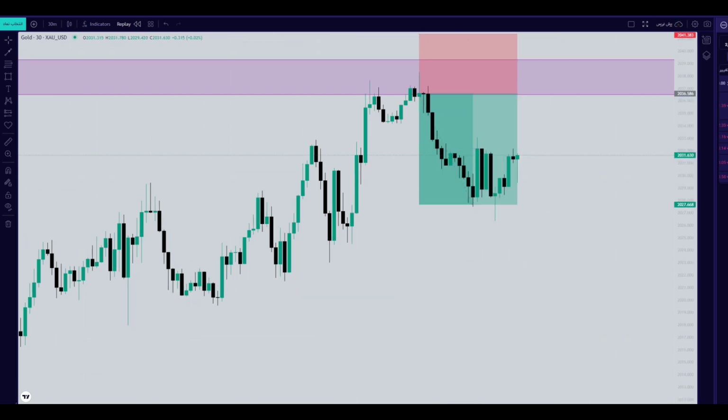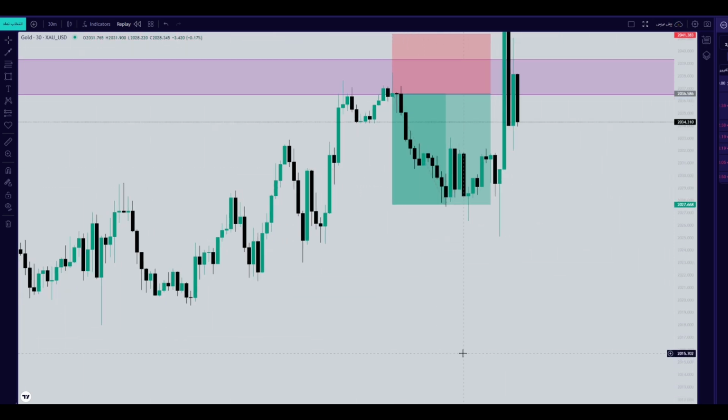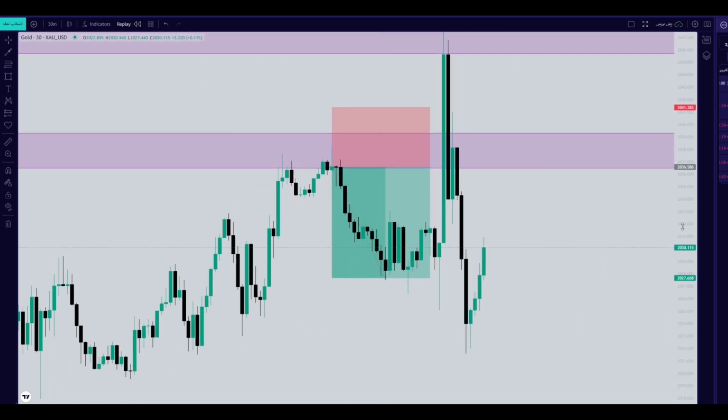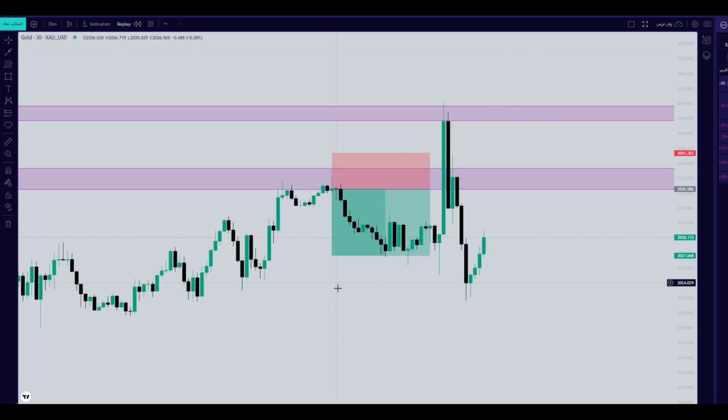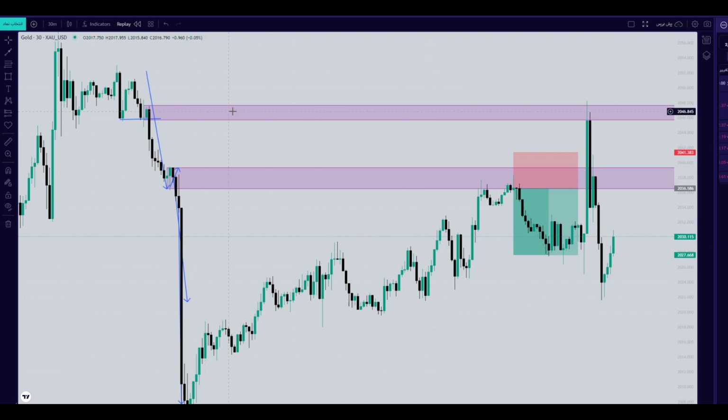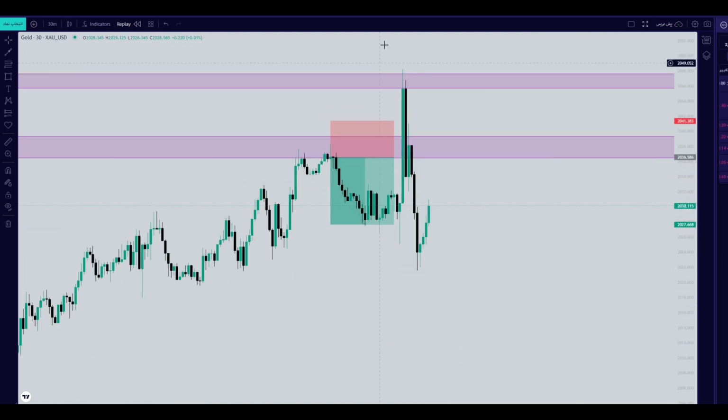Let's see the rest of the movement and the results. So the price went up and bounced back down from this order block up here. Remember, this area here was the liquidity area. The market maker has collected the liquidity here, then the price has gone down afterwards. But this order block down here is way more valid than the other one. This is the original order block.